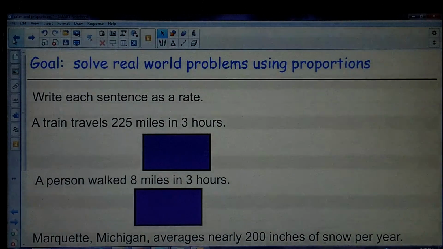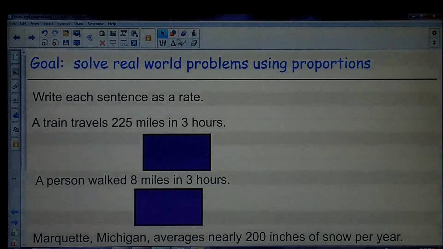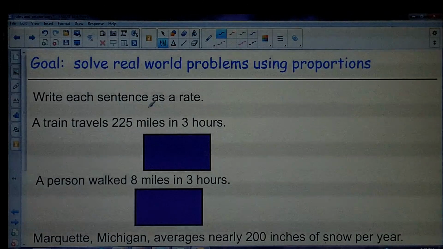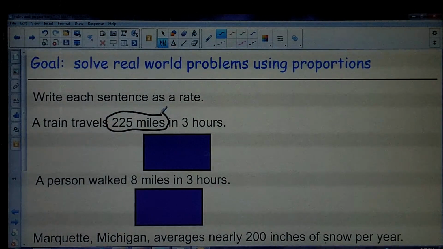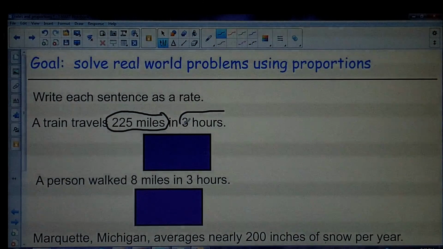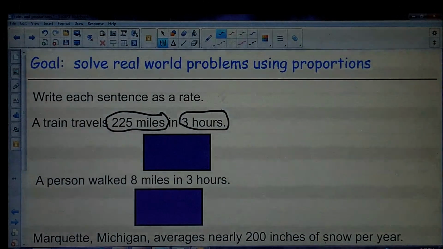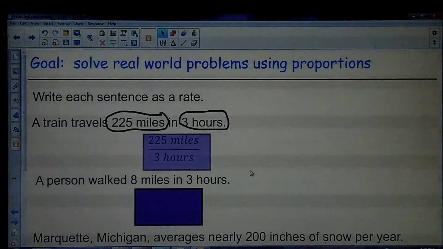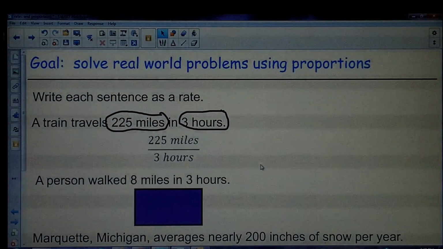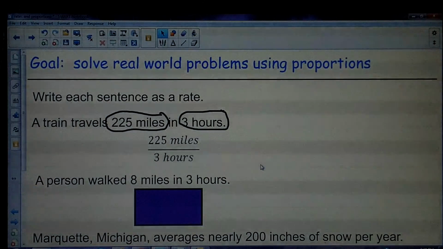In our first example, we're talking about a train traveling 225 miles in 3 hours. So we're comparing miles to hours. And the way that we write this as a rate is we write 225 miles over 3 hours.